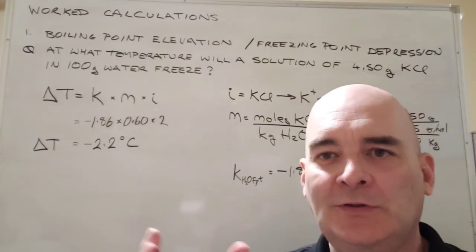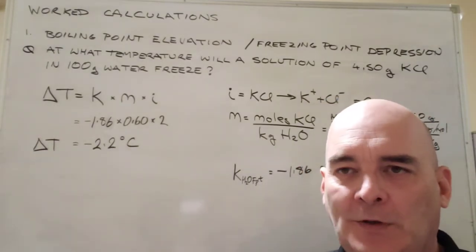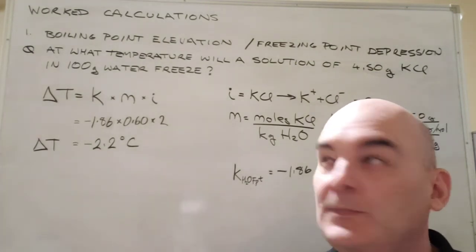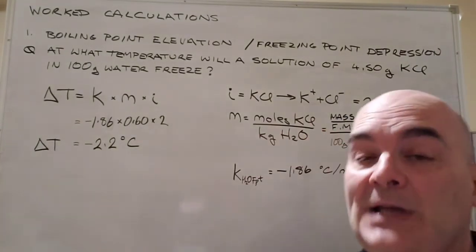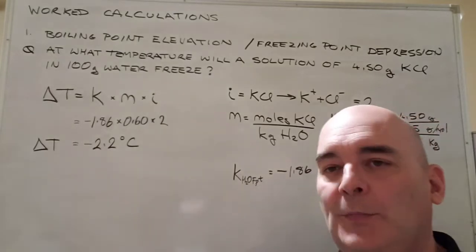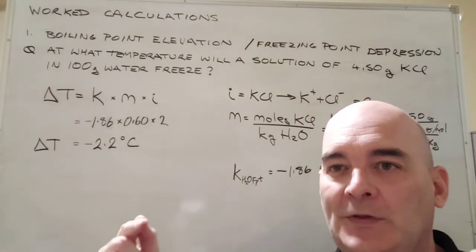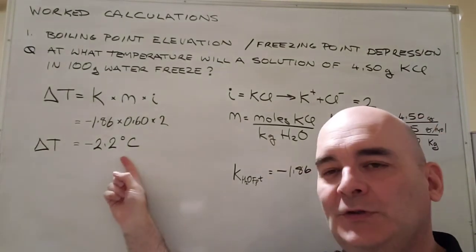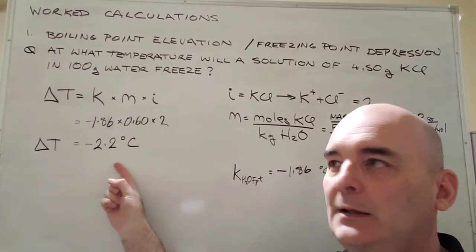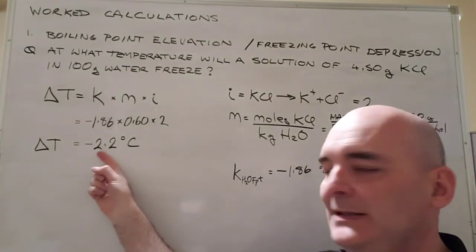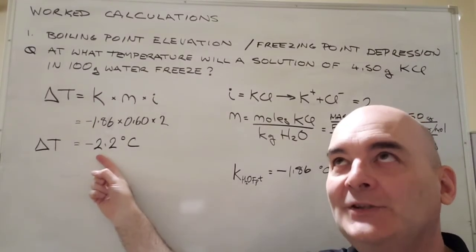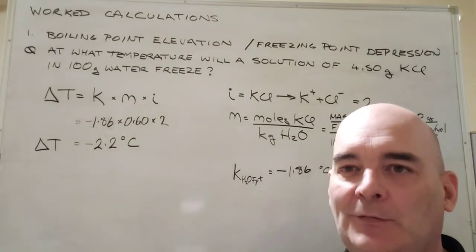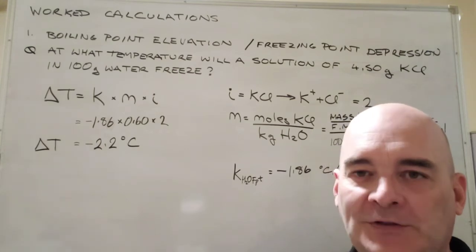So if I had two beakers, and one contained pure water, 100 grams, and one contained 100 grams of water with 4.5 grams of potassium chloride in it, then the pure water would freeze when the temperature hits 0 degrees Celsius. But the solution would not freeze until the temperature outside is minus 2.2 degrees Celsius. That's a depression in freezing point for a solution versus a pure solvent.